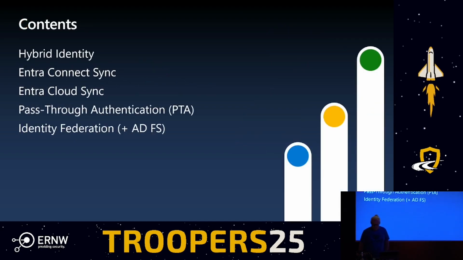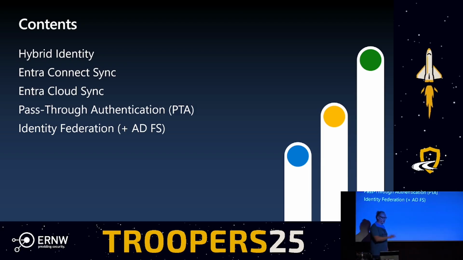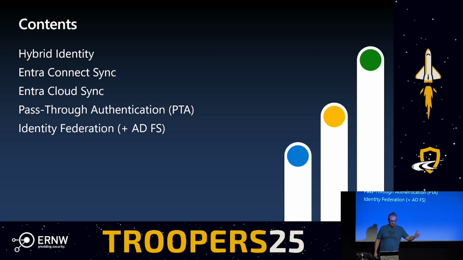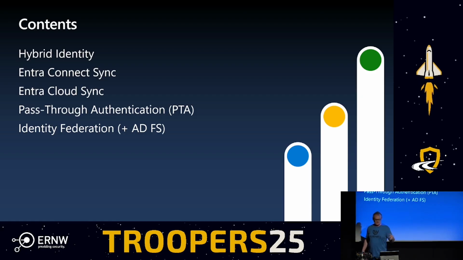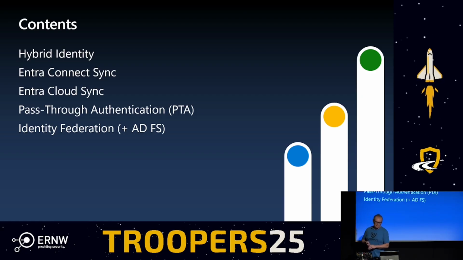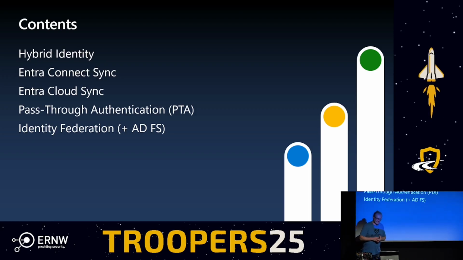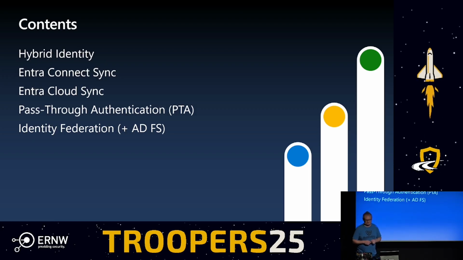Okay, so I'm going to start today by talking about hybrid identity, what it is. Then I'm going to go through four different components: Entra Connect Sync, Entra Cloud Sync, password authentication, and then finally Identity Federation, and especially ADFS.